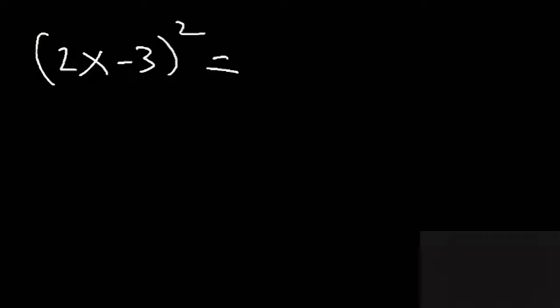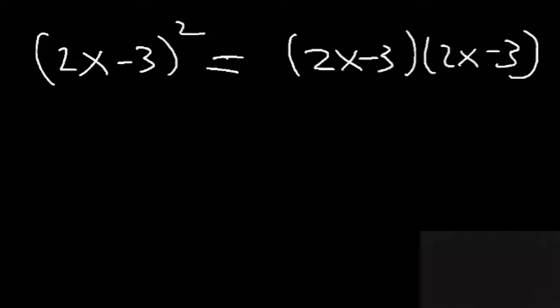Now, what if you see an expression that looks like this? What's 2x minus 3 squared? How would you simplify this expression? So 2x minus 3 squared is the same as 2x minus 3 times 2x minus 3. So you have to FOIL again.